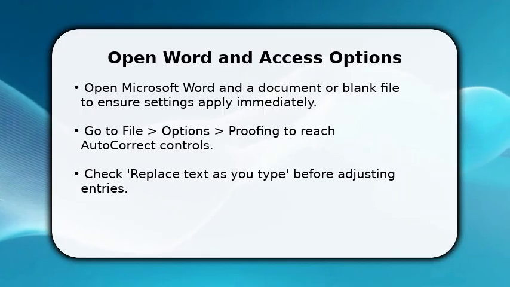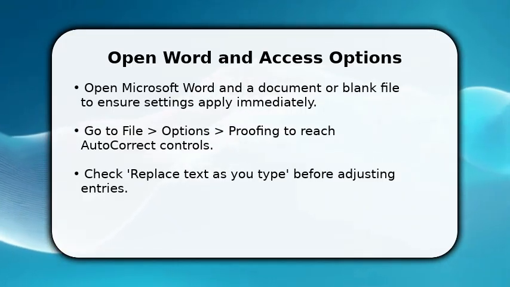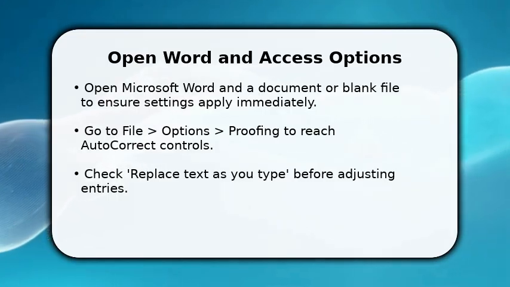Once open, go to File then Options and choose Proofing. This takes you directly to autocorrect controls. Make sure the checkbox marked Replace Text as you type is enabled so entries will take effect. You're doing this because autocorrect fixes common typing errors and speeds composition.